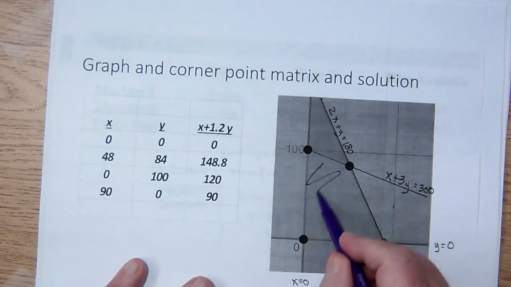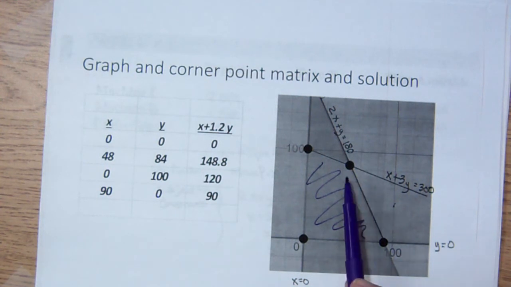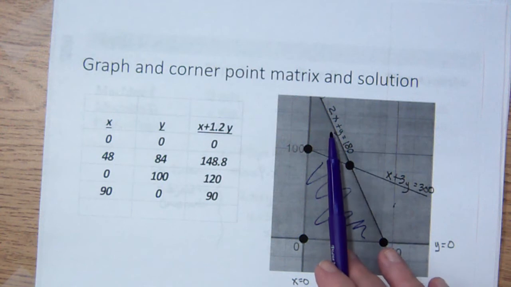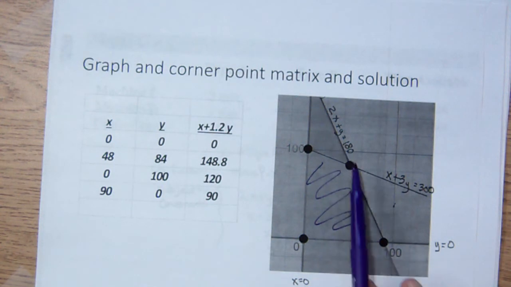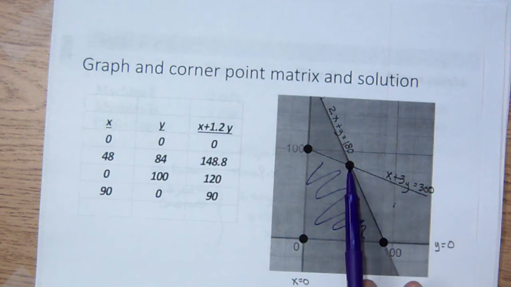And that space is going to be this one, which means I have to find all of those corner points. So, for example, on this one, I have to find the intersection between 2x plus y equals 180 and x plus 3y equals 300. I get that point right there. And again, I have to know what that point is.